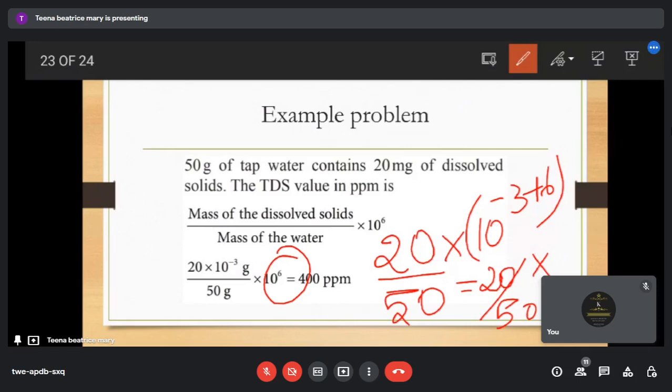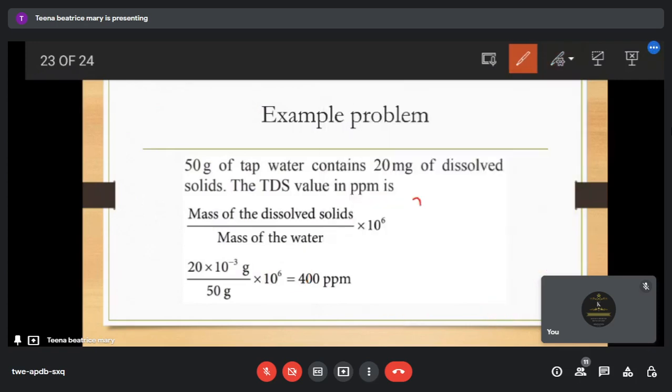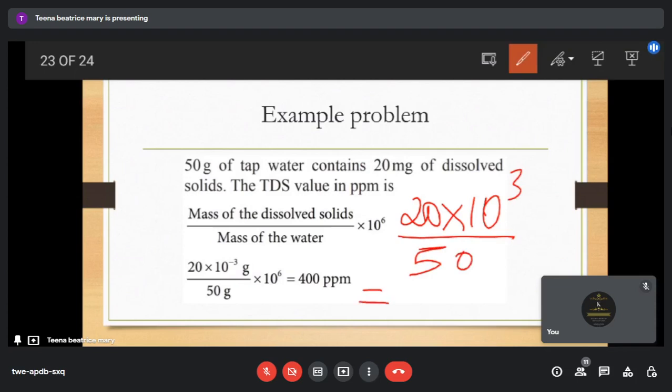So 20 divided by 50, that is 20 into 10 power 3 divided by 50. So the 10 power 3 is nothing but you have to add 3 zeros, 1000. So further நீங்க calculate பண்ணும்போது, 10 to the power of 3, 1000 போட்டுக்கோங்க. So then it will be 20,000 தான் மேம் வரும். Yes, 20,000.